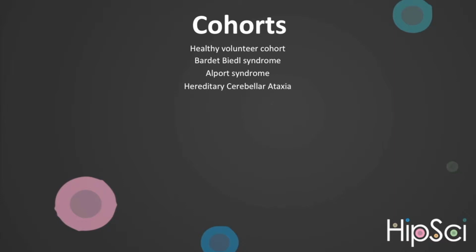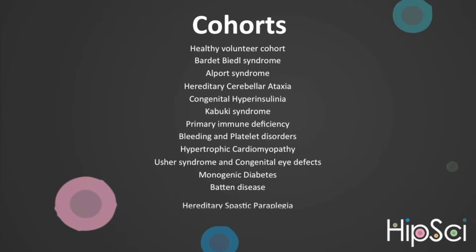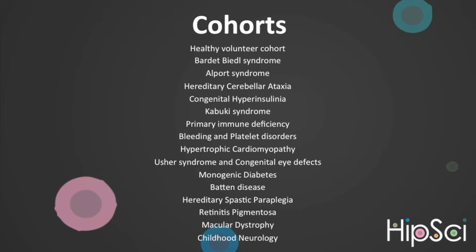These are the additional 15 rare disease cohorts in our collection. The successfully derived iPSC lines from all 16 cohorts are or will be available to the scientific community via two cell banks, ECAC and EBiSC.